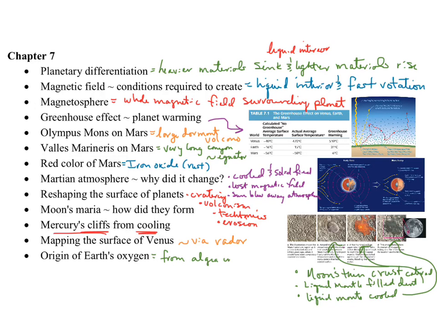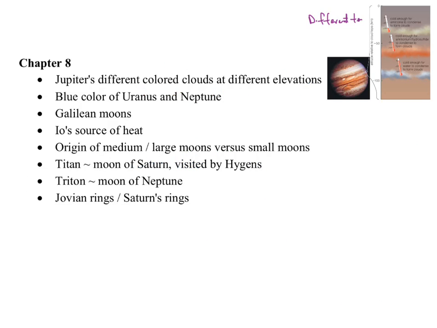The last one, the origin of Earth's oxygen, actually came from photosynthesis of algae in the oceans. So you figure we had to have a hydrological cycle. We had to have oceans before we could have these blue-green algae form in them and convert carbon dioxide into oxygen. All right, the next chapter, the Jovian planets.